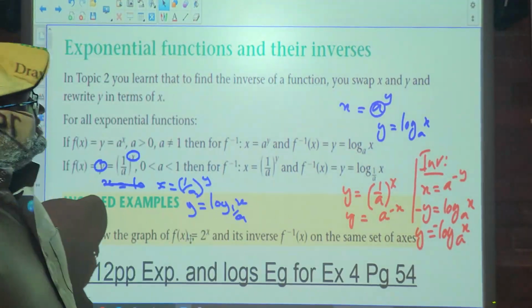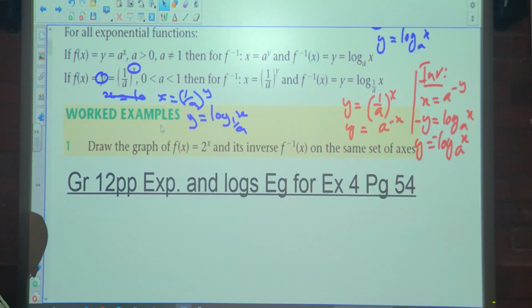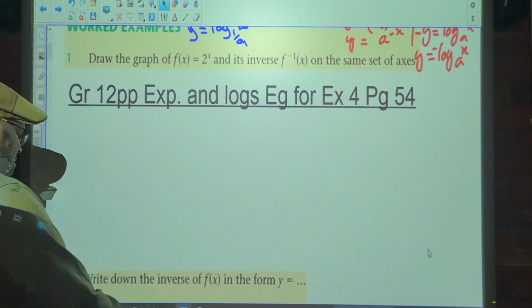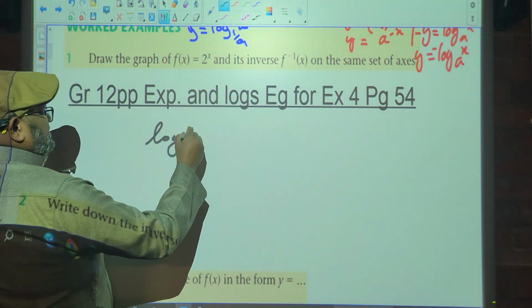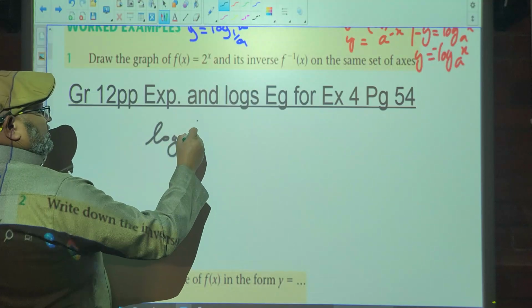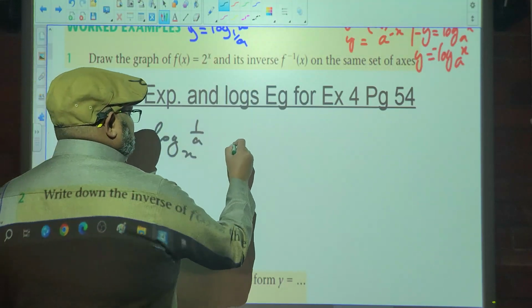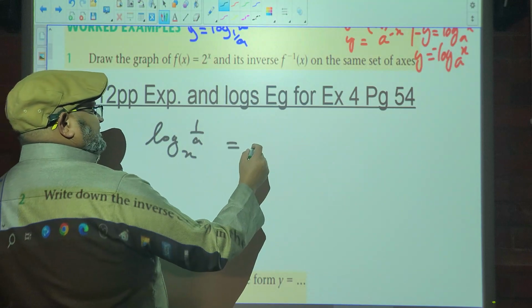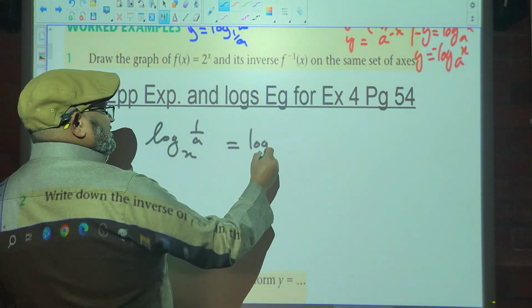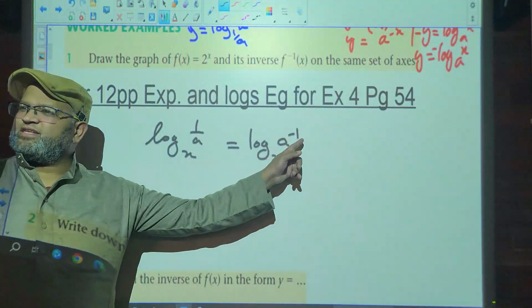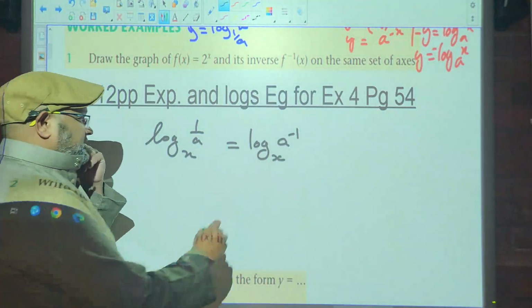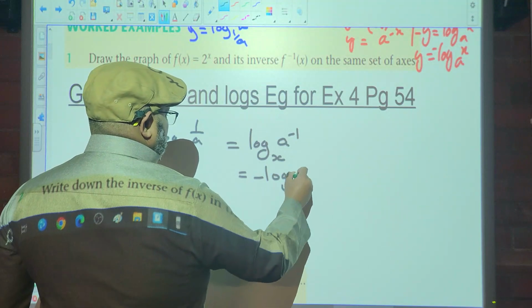Let's just take somewhere in this space. If you've got log, let's go first with 1 over a base x, then we know 1 over a can be written as log a to the minus 1 of x. But where must this negative 1 go? In front. So that is negative log a base x.